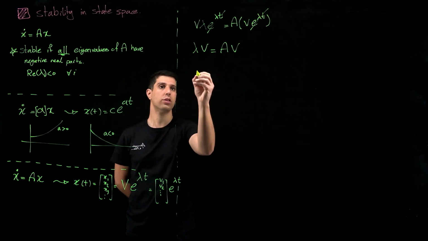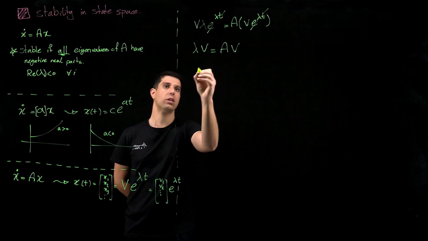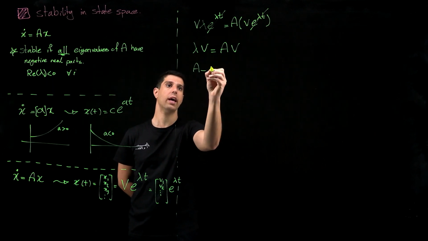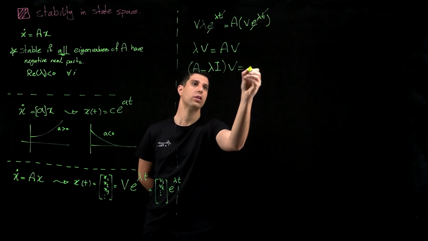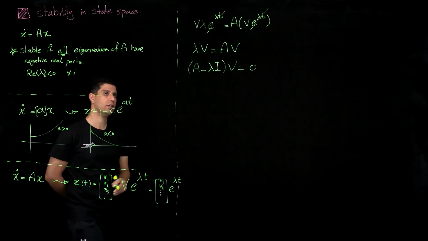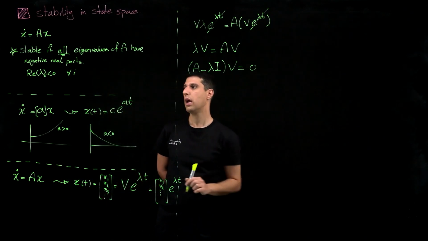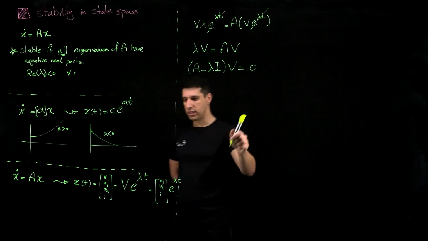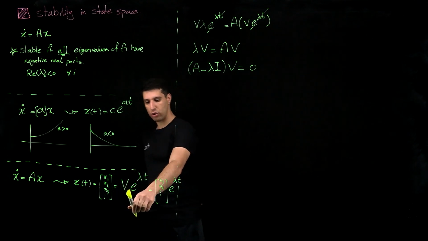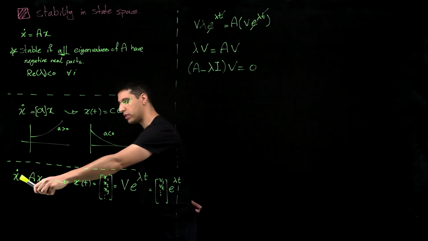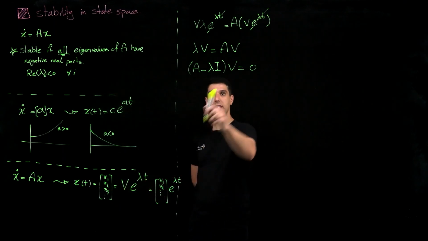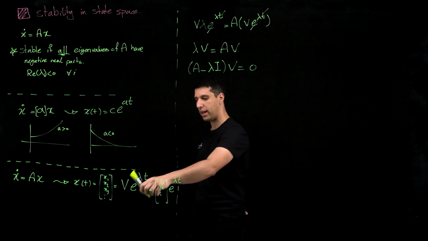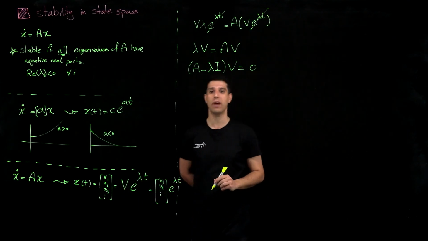So for this equation to work, I'm going to write it the other way because I'm more comfortable: A minus lambda I times v equals 0. So this should hold. And now you can see the solution to a differential equation x dot equals Ax is some v e to the lambda t, where lambda is an eigenvalue of A and v is an eigenvector of A.